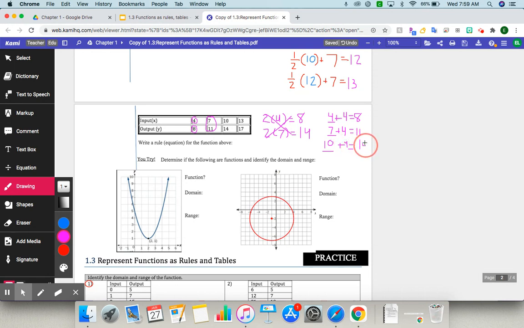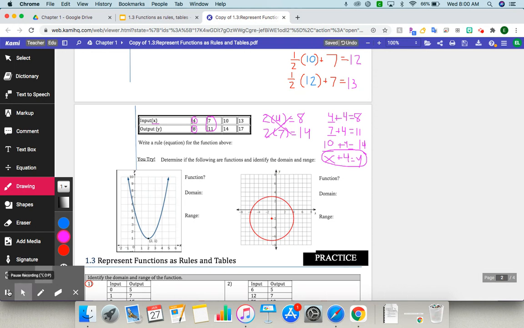So that must mean if my input is x, that if I add 4, I should get my output of y. And that right there forms the equation that represents this table.